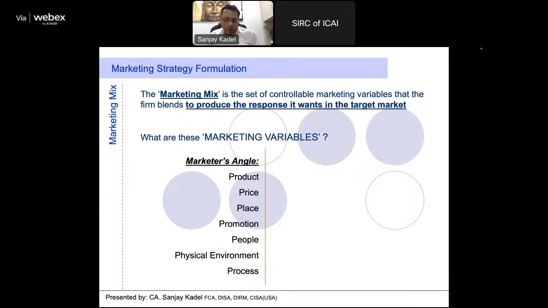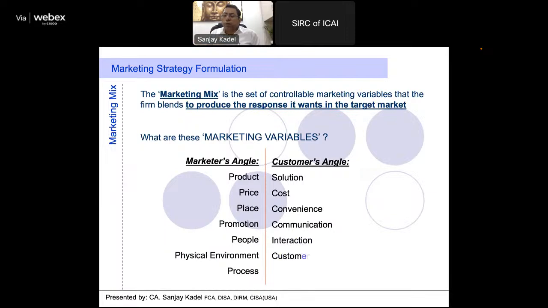If you see from the angle of the customer, product is not a product, it is a solution for the customer. Price is not the price, it is a cost for the customer. Place means it is a convenience for the customer. Promotion means it is information or communication for the customer. People means it is an interaction for the customer. Physical environment is nothing but the experience or the customer service for the customer. Process means it is not just a process, it is the steps involved or the chain of activities for the customer.